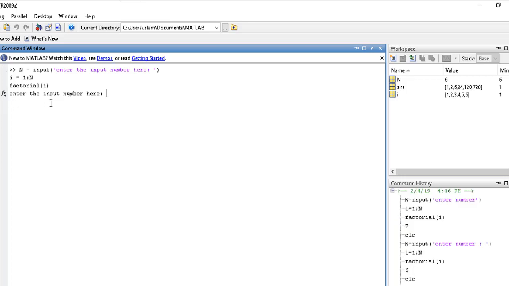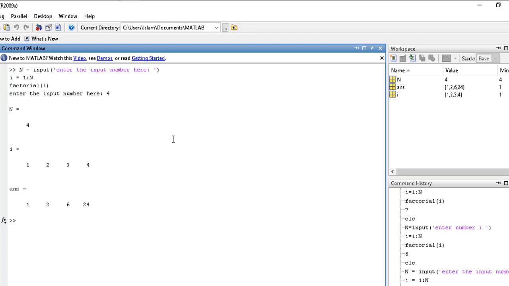See, enter the input number that we have written here. We will press 4. See, the answer is here, which is 24. 1, 2, 6, 24. 24 is the final answer.